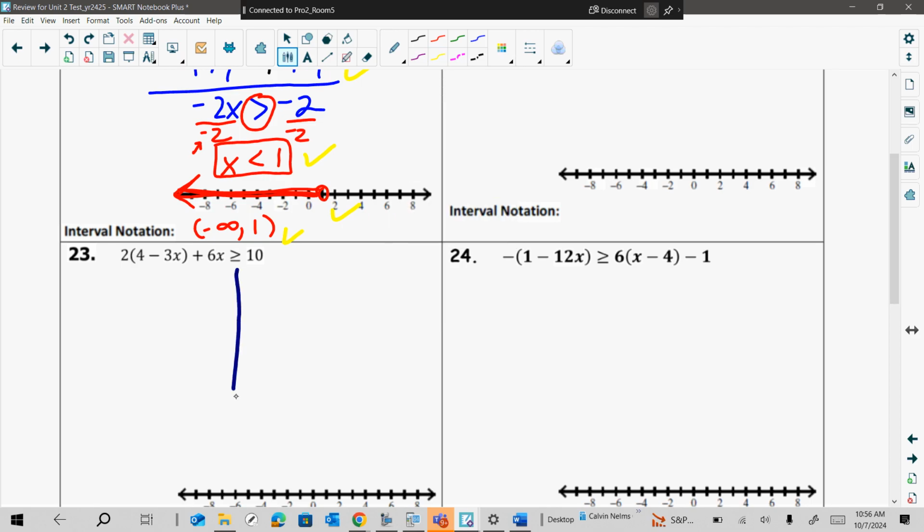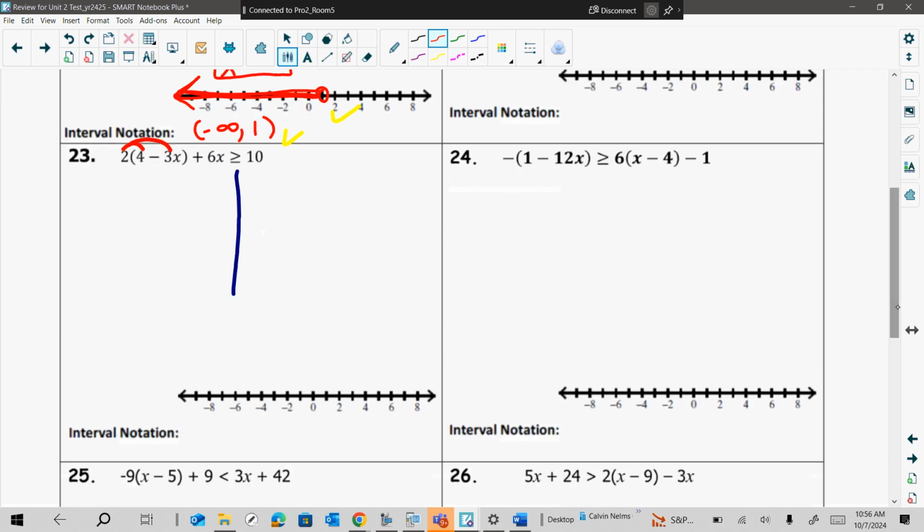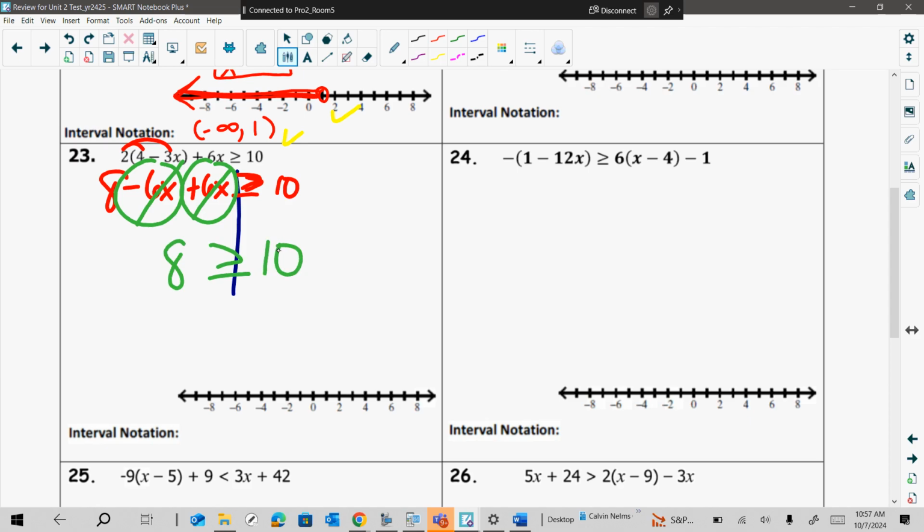So for 23, start off by distributing the 2. This is going to give you 8 minus 6x plus 6x is greater than or equal to 10. Then combine like terms: the negative 6x and positive 6x cancel. 8 is greater than or equal to 10. Is 8 greater than or equal to 10? No, this is false. And if it's false, it is no solution. If there's no solution, there's no graphing, there's no interval notation.